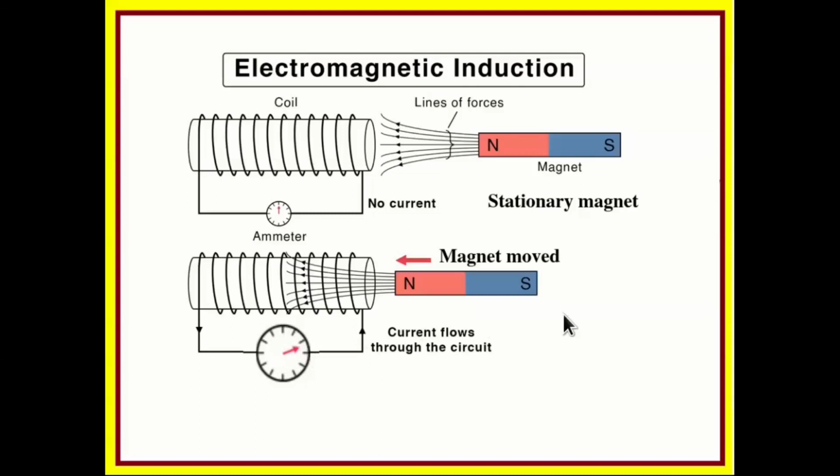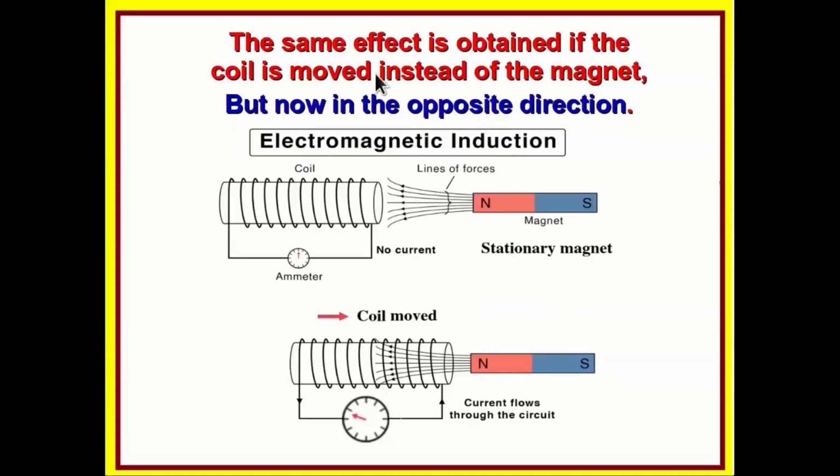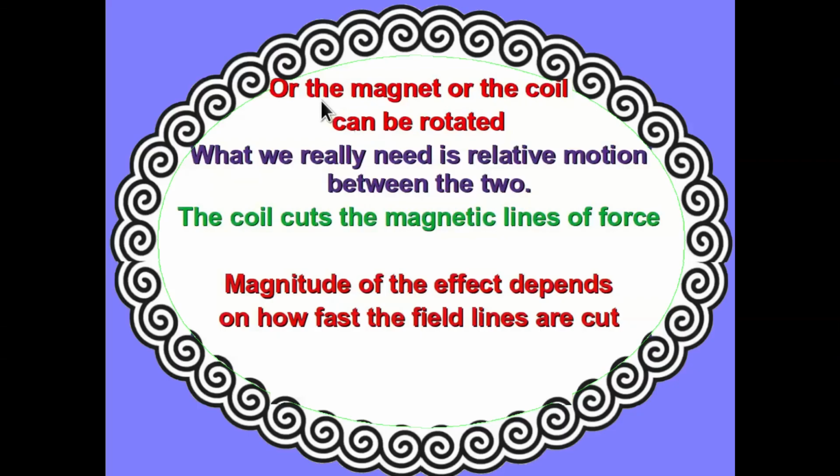Now, a similar effect is also observed when the coil is moved instead of the magnet. So we keep both stationary first, there is no current. Then we move the coil towards the north pole. Then also we see that there is a transient current. But now the induced current is in the opposite direction. We can also rotate the magnet or the coil. Then also we will observe a similar induced current flowing in the coil.